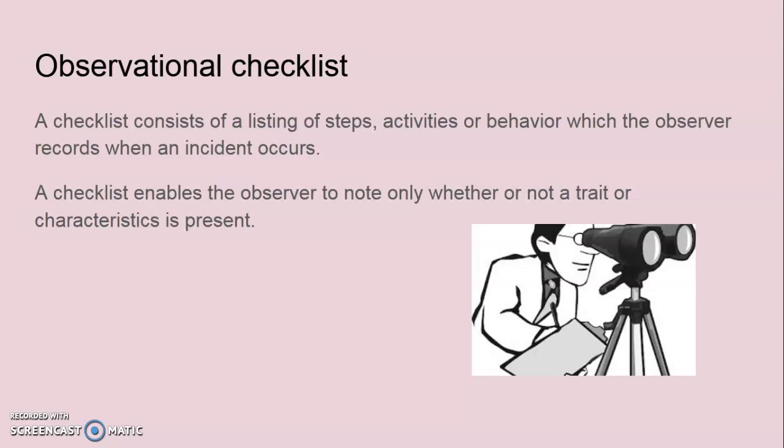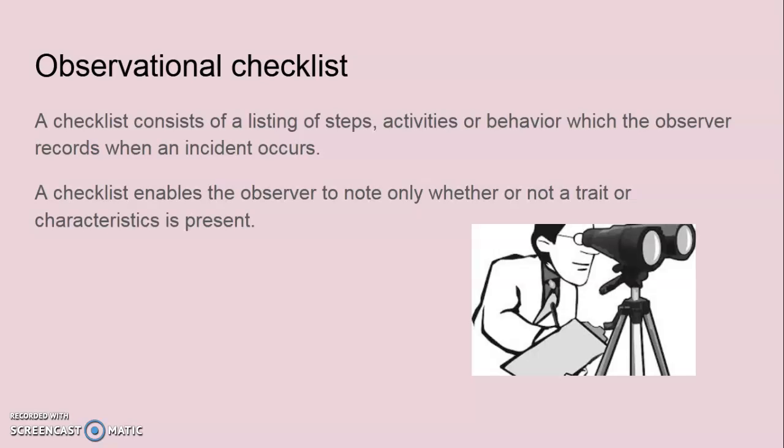The next one is the observational checklist. When we conduct a practical examination, when you are going to assess the student's skill, the best method is the observational checklist. A checklist consists of a listing of steps, activities or behavior which the observer records when an incident occurs. So when a student is doing a skill, the examiner can have a skill list which can be checked simultaneously when the student is doing it.